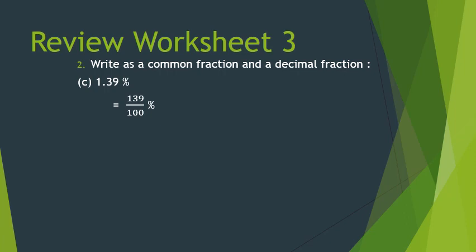1.39% we can write it as 139 upon 100%, right? So 139 upon 100%, when it is percent, means we are dividing 139 upon 100 by 100. Okay, percent means divided by 100 or something upon 100, or out of 100. So 139 upon 100% means 139 upon 100 out of 100 or divided by 100.